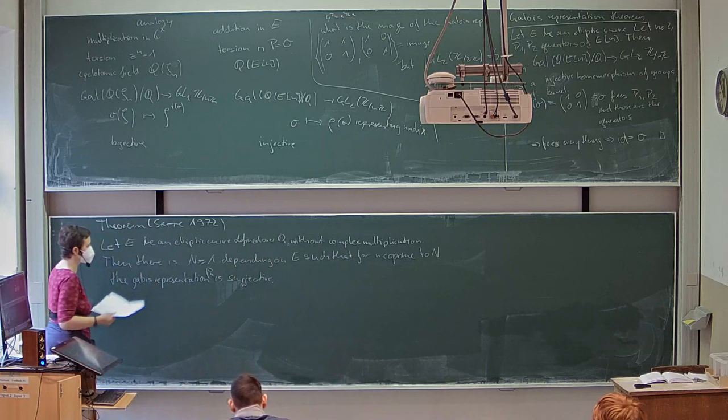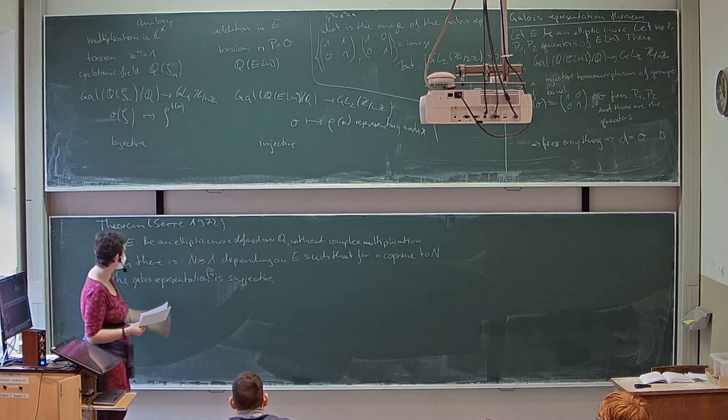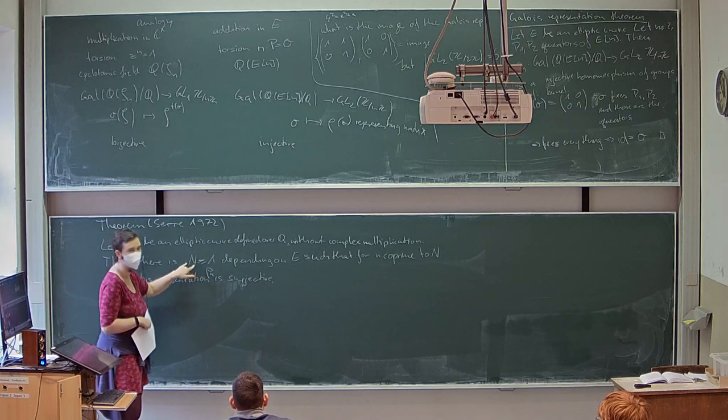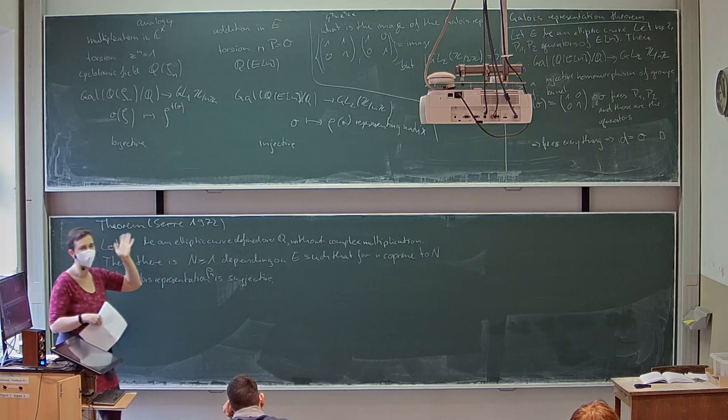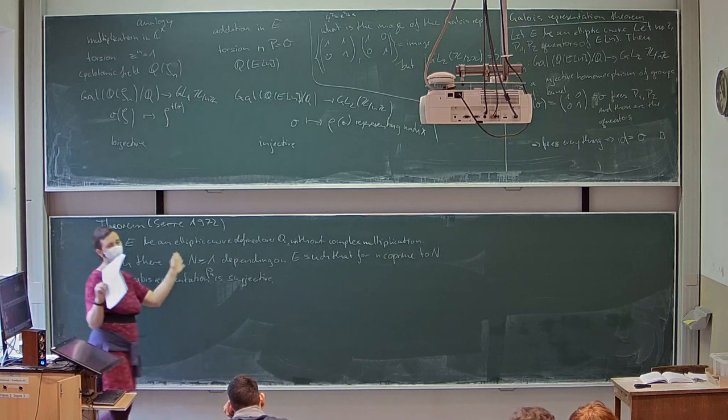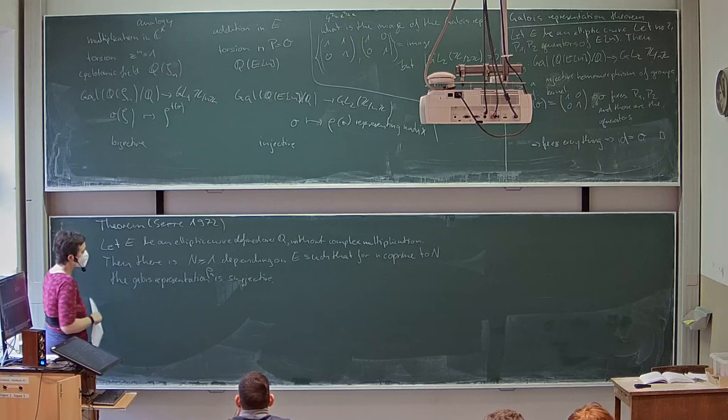And I tried to look it up, but I couldn't find it. I usually forget it. So the conjecture is that you can even take this capital N to be independent of E, and to be something like 37, I think. So pretty small, which means that basically all the Galois representations that are important, that are far away from being small, are surjective. And I think the proof of that is probably also like 100 pages or so. And this is really useful.